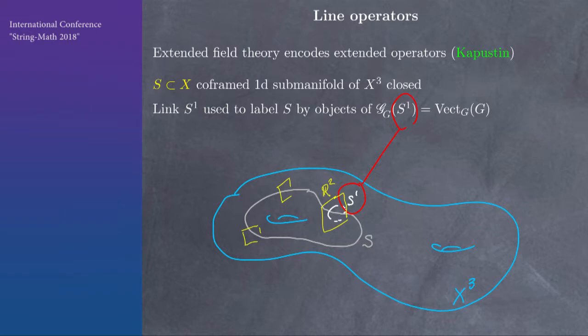And so we're going to get a line operator in the theory by taking what the theory attaches to a circle, this category, and taking an object in that category. And so we can think of the category attached to the circle as parameterizing the possible line operators in this theory. So that's another way to think about this extended field theory.